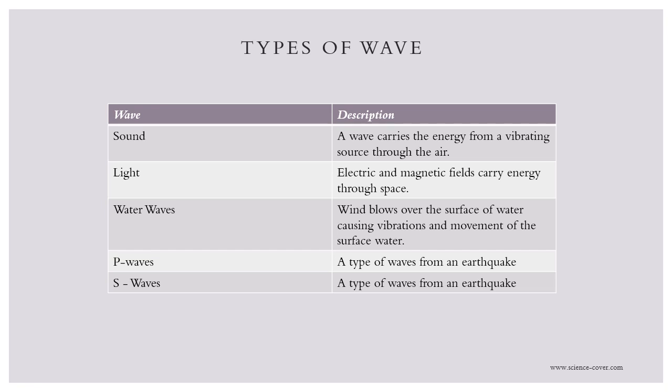This table shows some different types of waves. We know that a sound wave is a wave that carries energy from a vibrating source through the air. We've mentioned that a light wave has electric and magnetic fields carrying energy through space. Water waves are created when the wind blows over the surface of the water, causing vibrations and movement of the surface water. Then we have P waves and S waves. These are two types of waves created during earthquakes.